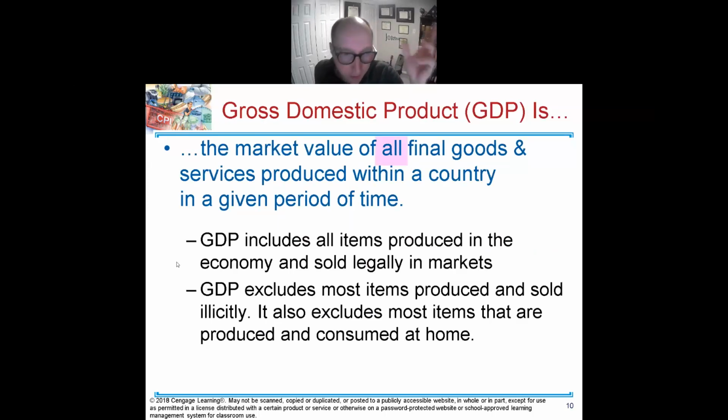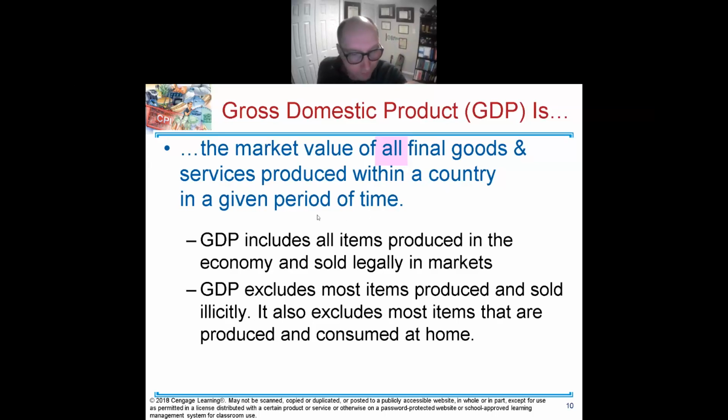All goods and services produced and legally sold. Okay, legally. I have to mention this because, as you may be aware, we have what's called black markets. Legal markets are where we can legally buy and sell goods and services. A black market is where goods that are technically illegal are bought and sold.